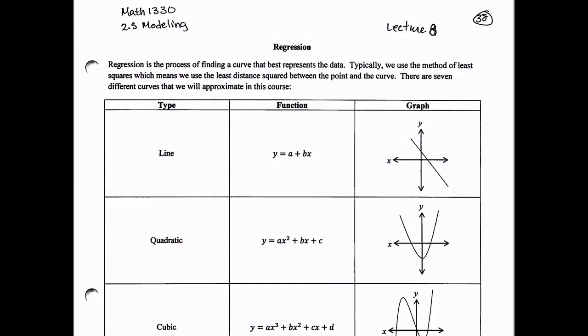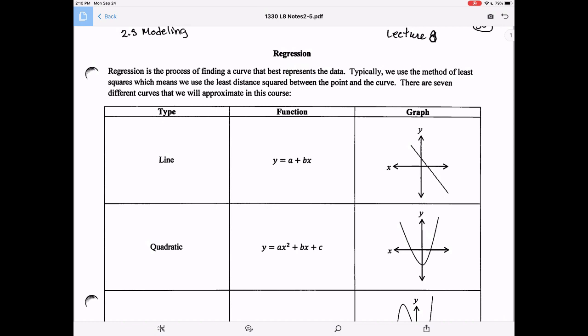All right, this is Math 1330, Section 2.5, Regression. When it says regression, the questions are going to say: tell me, find me the regression curve, or tell me the least squares curve. Regression is the process for finding the curve that best fits the model.